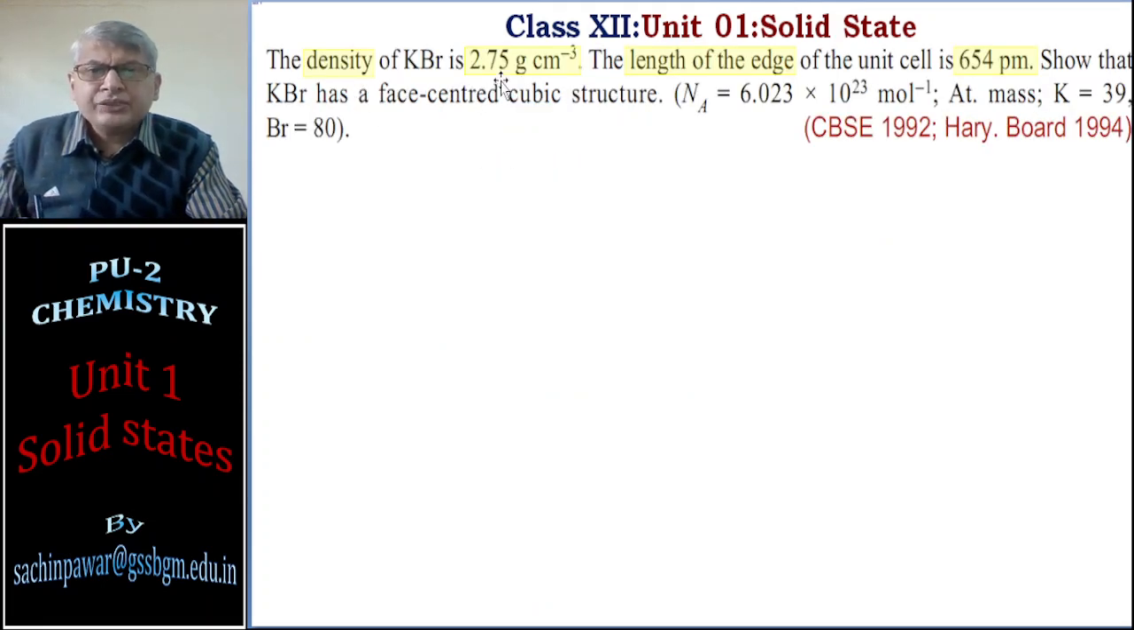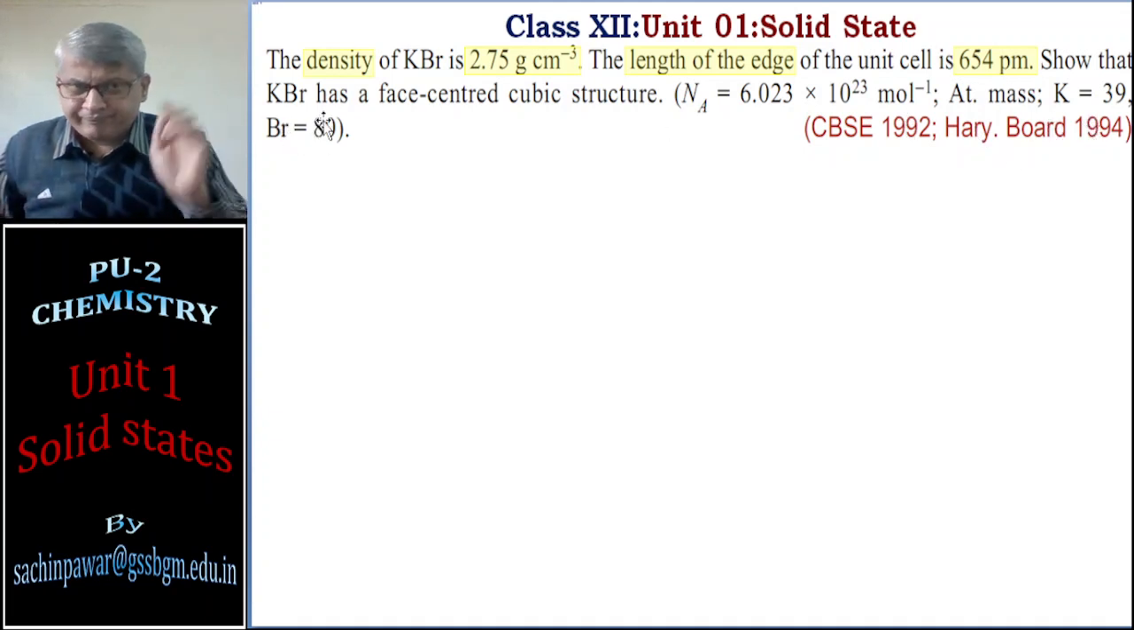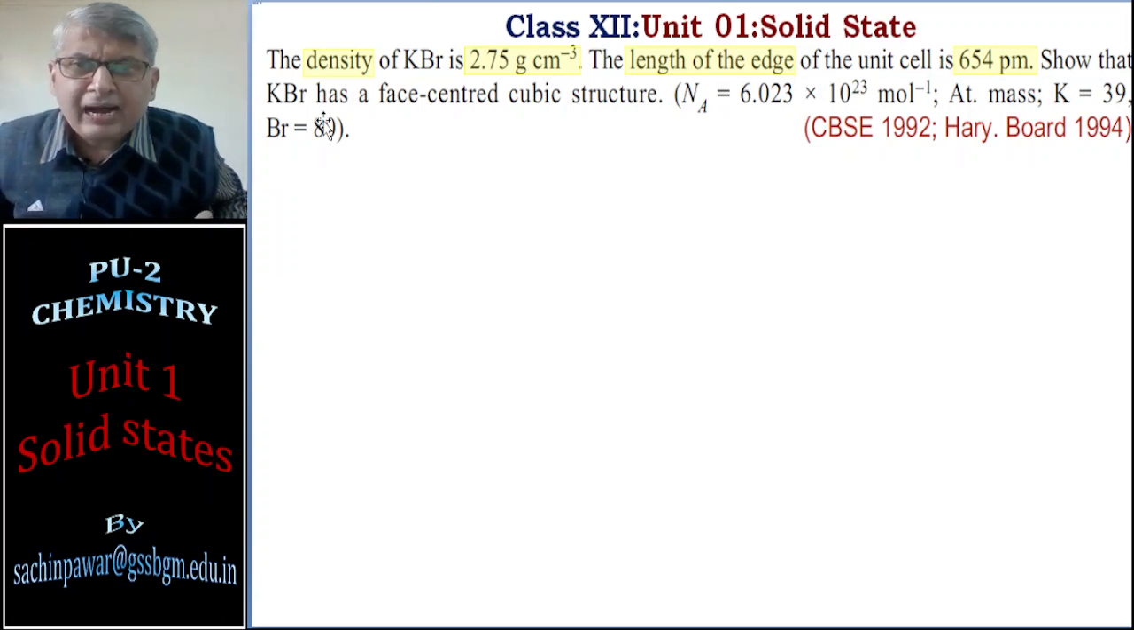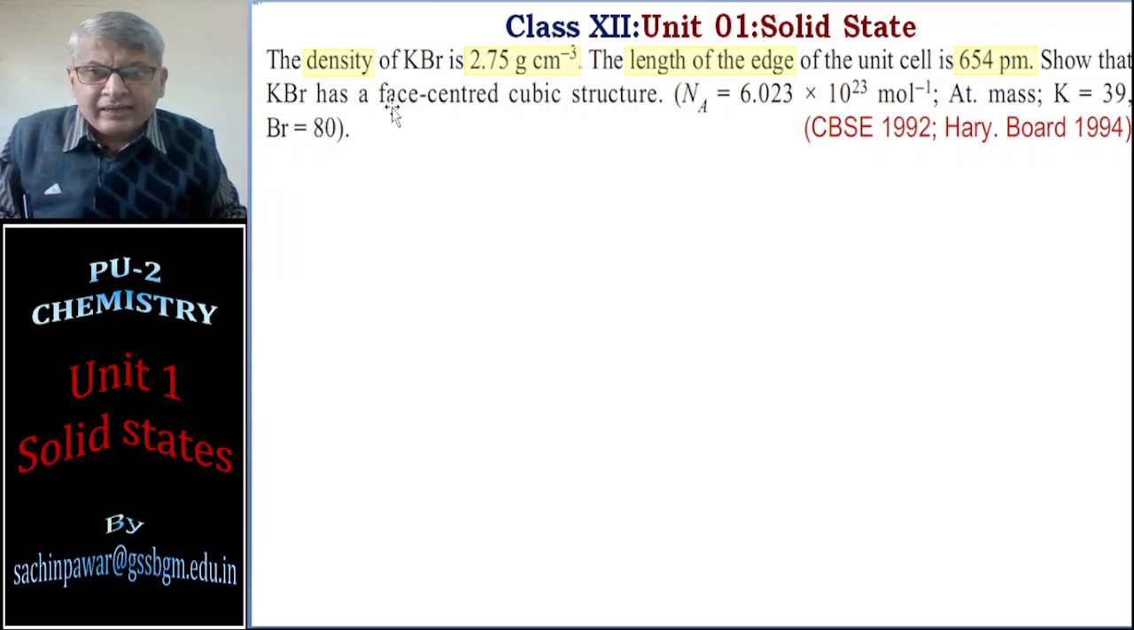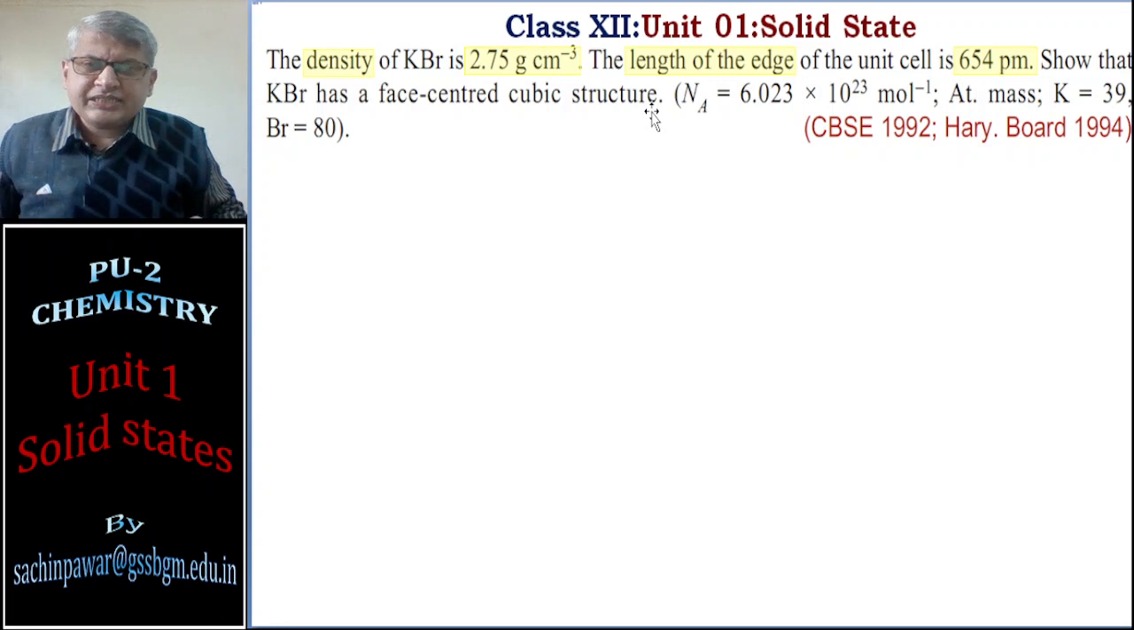Density of KBr is 2.75 grams per cm cube. The length of the edge of the unit cell is 654 picometers. Show that KBr has FCC, that is face centered cubic structure. Na is given as 6.023 into 10 to the power 23 per mole, and atomic mass of K is given as 39, Br is given as 80. Okay, so they have asked us to prove that it is face centered cubic structure.